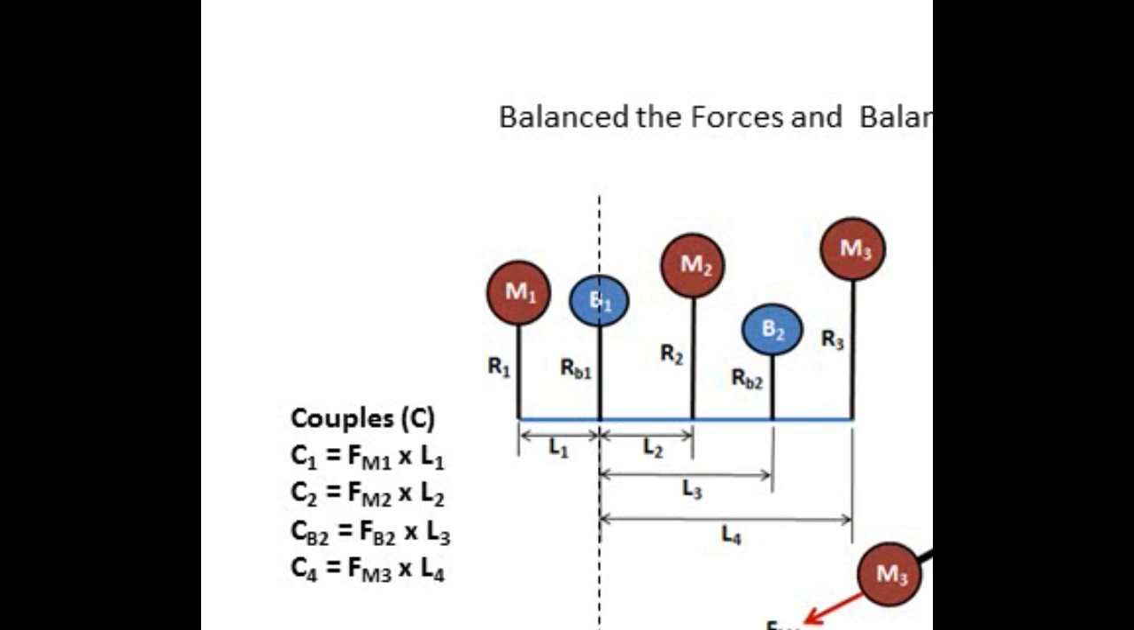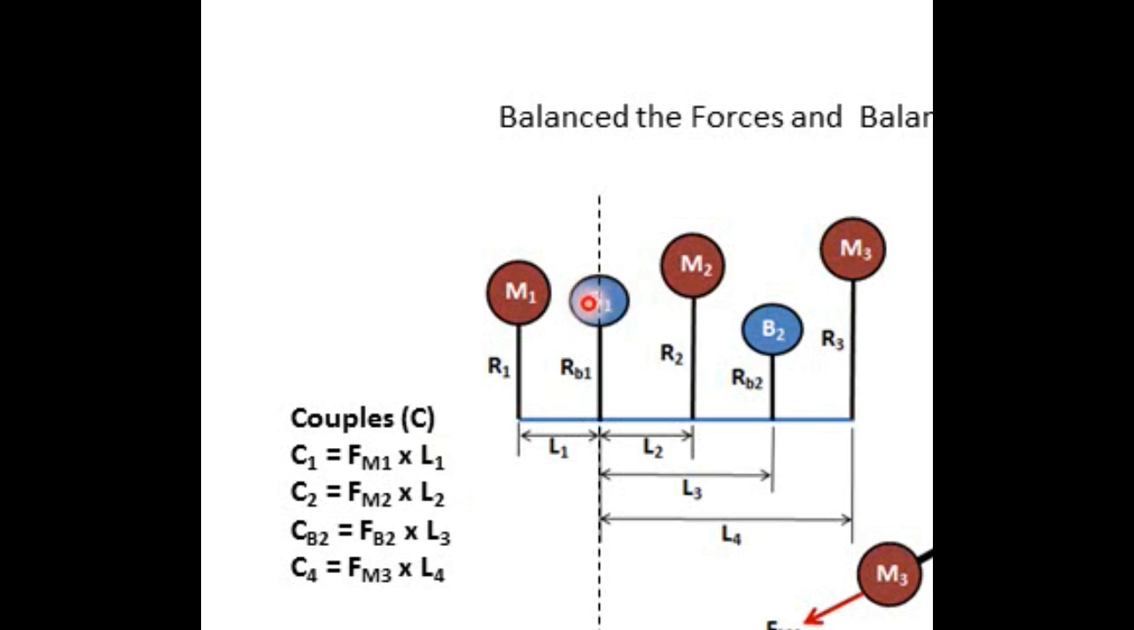In case of a couple, the force produced by m1, which is Fm1, has to be multiplied by the axial distance, such as this. So couple C1 is the force produced by Fm1, the mass 1, into the axial distance L1.